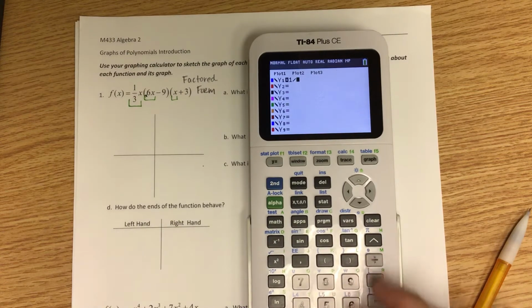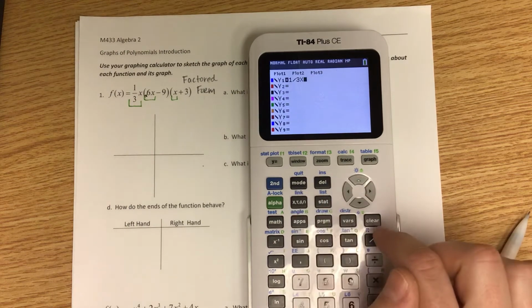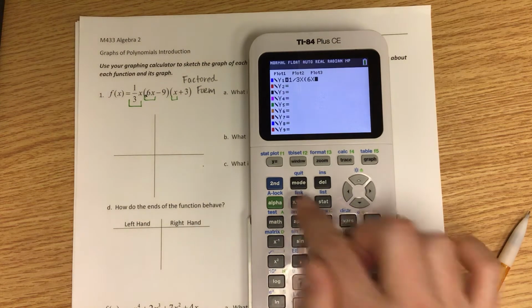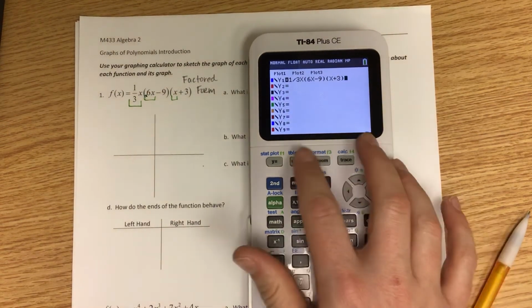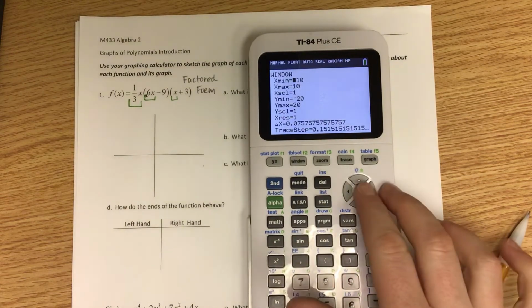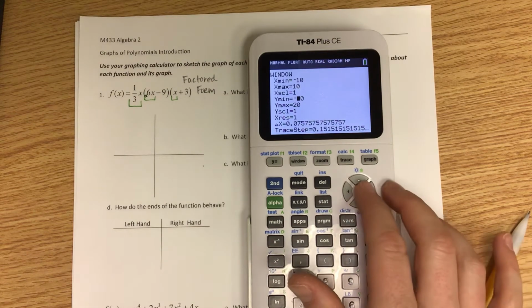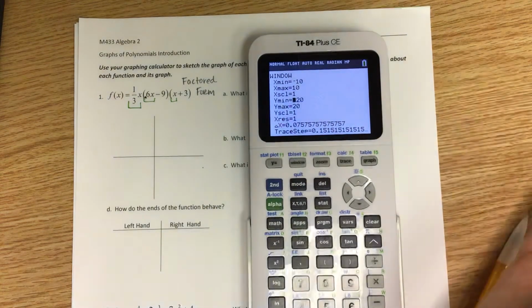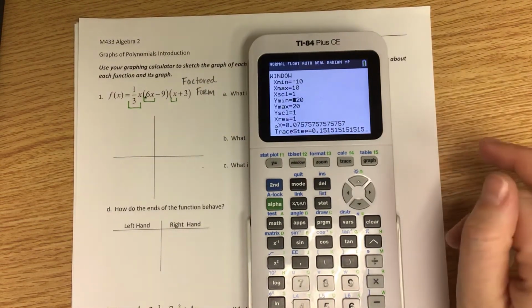And now we're going to enter our function. So I have 1/3 x times 6x minus 9 times x plus 3. Now, in your window, I'm going to suggest that you change your y min and y max. I've already done mine, so mine is from -20 to +20. Some of these are going to need a bigger window than your normal Zoom standard or your Zoom 6.